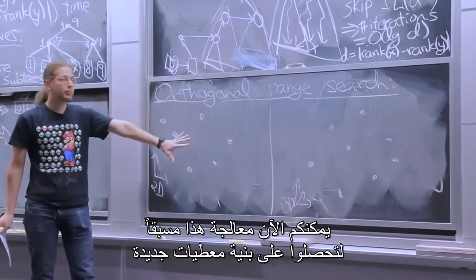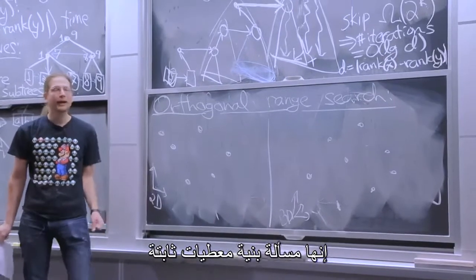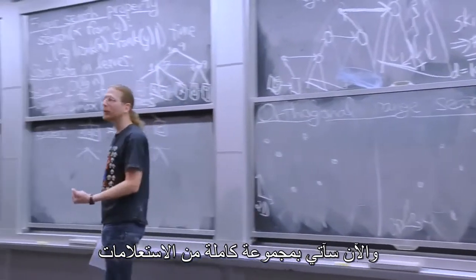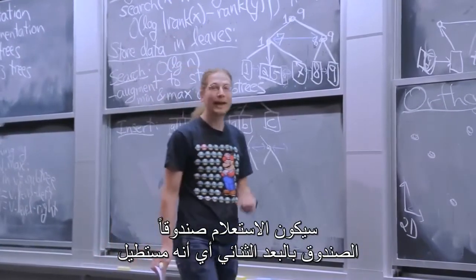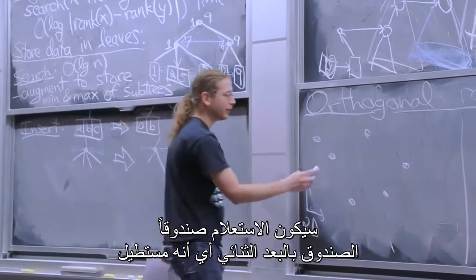Now, you get to pre-process this into a data structure. So it's a static data structure problem. And now I'm going to come along with a whole bunch of queries. A query will be a box. In 2 dimensions, a box is a rectangle.